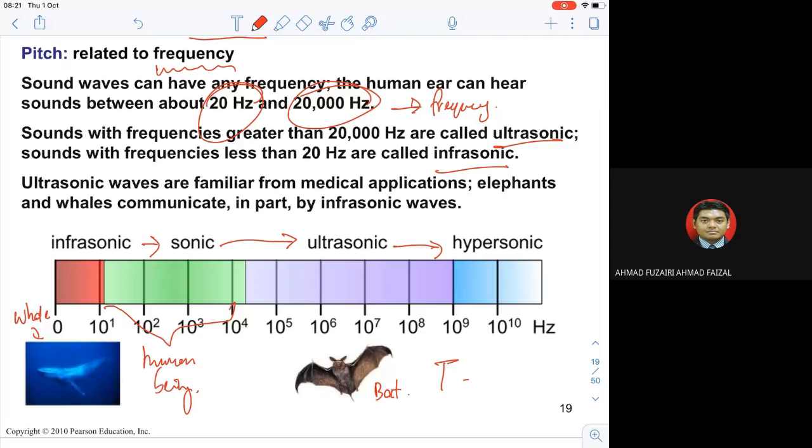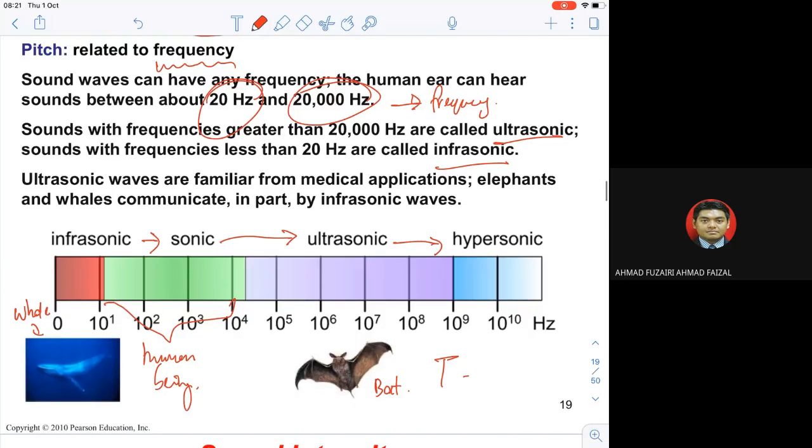So we cannot hear what types of communications they are having, and we cannot easily understand them because of the difference in frequency. Of course, you cannot understand how the animals are talking to each other.